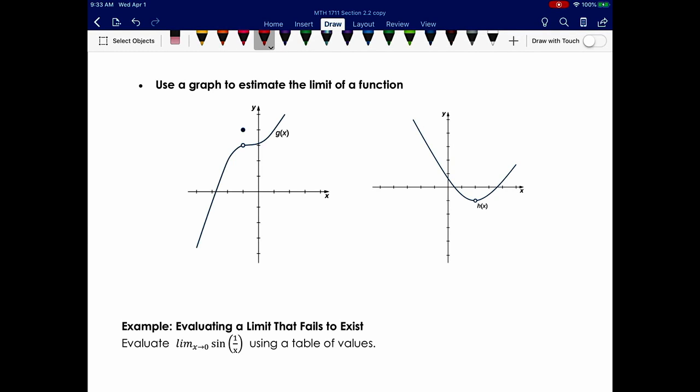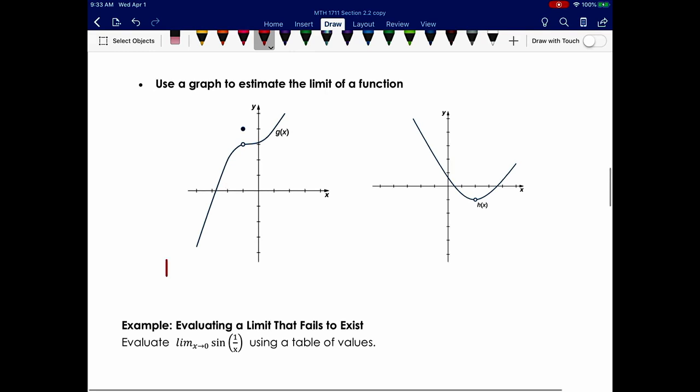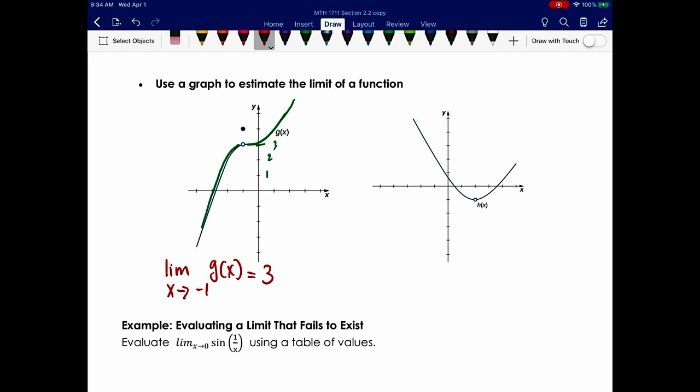To estimate the limit of a function at a given point, looking at a graph, you're literally just going to imagine that you're tracing the graph with your pencil from both sides and imagine what you're getting closer and closer to for the value of your function. So for this first graph, let's find the limit as x approaches -1. If I'm coming from the left-hand side, I'm getting closer and closer to -1 for my x values, but for the value of my function, I'm getting closer and closer to 3. Coming from the right-hand side, I'm getting closer and closer to 3. So I'm going to write down and estimate that the limit as x approaches -1 of g of x is equal to 3.